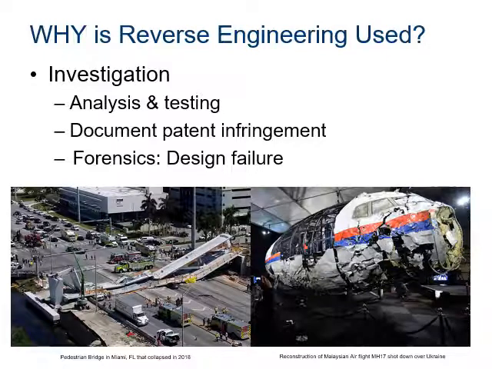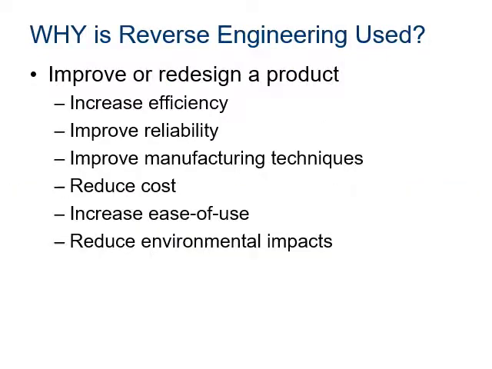The image that you see on the right is a reconstruction of the Malaysian airplane that was shot down over Ukraine by Ukrainian separatists. They suggest that they were backed by the Russians, and the Dutch government actually put several Russians on trial. So they reverse engineered the crime scene in order to prove who took down the plane and how it was taken down.